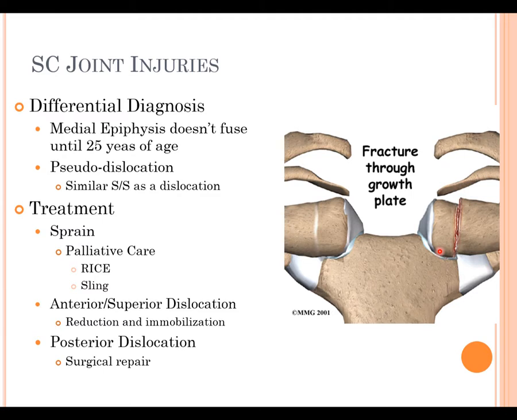When it comes to dislocations, you need to send them to the doctor immediately so they can get it reduced, and then again they'll be immobilized with a sling. If it is a posterior dislocation, there's a very good chance they're going to have surgery, because we cannot risk a recurrence of a posterior dislocation, because that's a big problem.